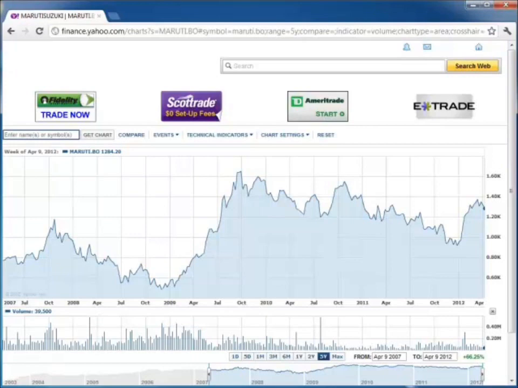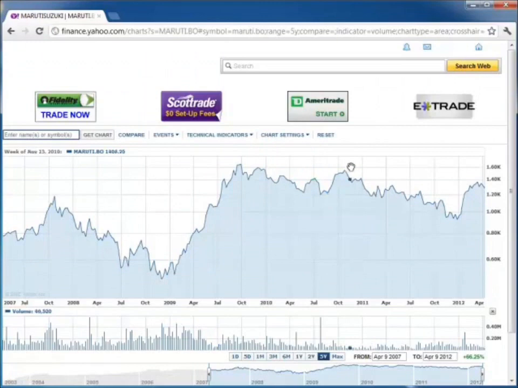What we're going to do now is look at the difference between an arithmetic scale and a logarithmic scale. First, let's just look at how to adjust between the two. This here is an arithmetic scale. Now if I go to chart settings and then chart scale, I can change that into a logarithmic scale. And you can see that the distance between unit prices decreases over time.